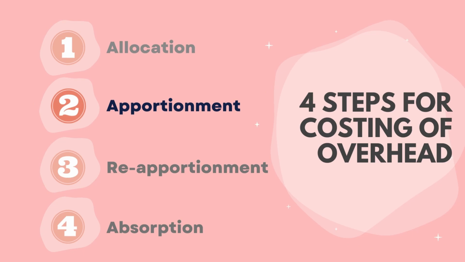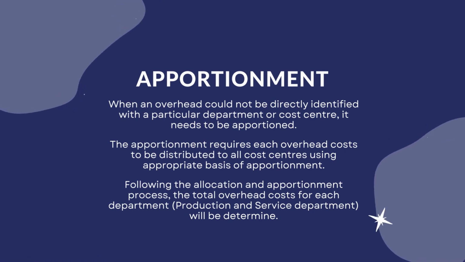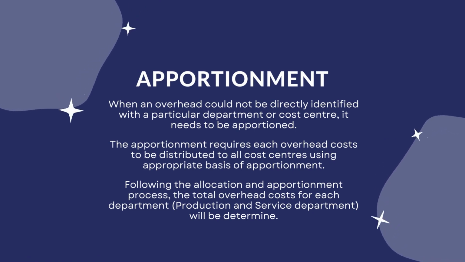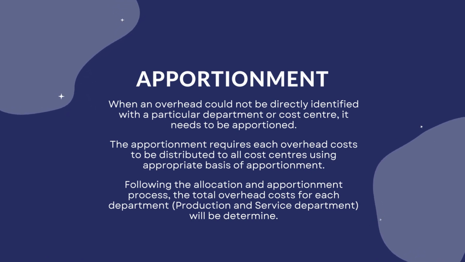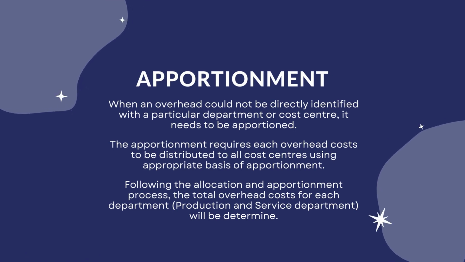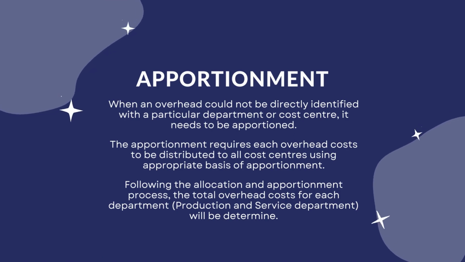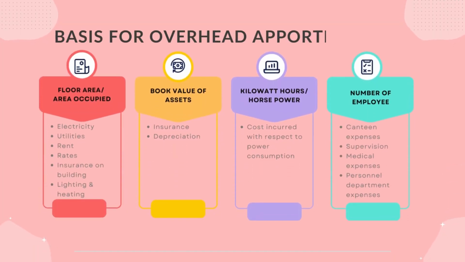Second, apportionment. When an overhead cannot be directly identified with a particular department or cost center, it needs to be apportioned. The apportionment requires each overhead cost to be distributed to all cost centers using an appropriate basis of apportionment. Following the allocation and apportionment process, the total overhead costs for each department, production and service department, will be determined. These are the bases for overhead apportionment.